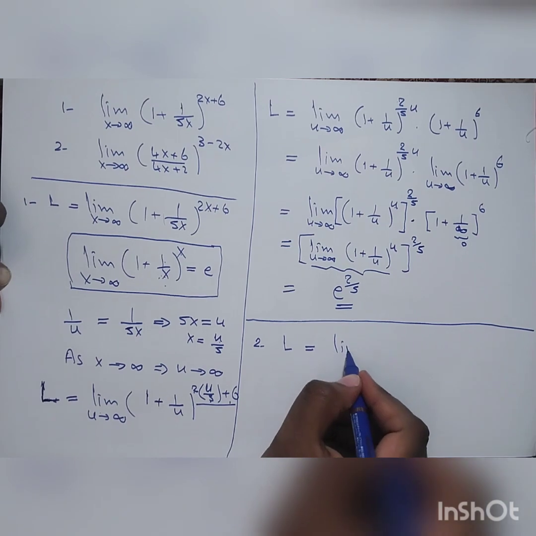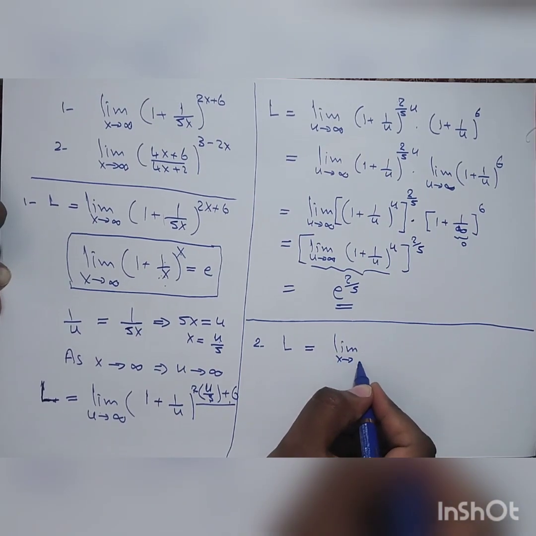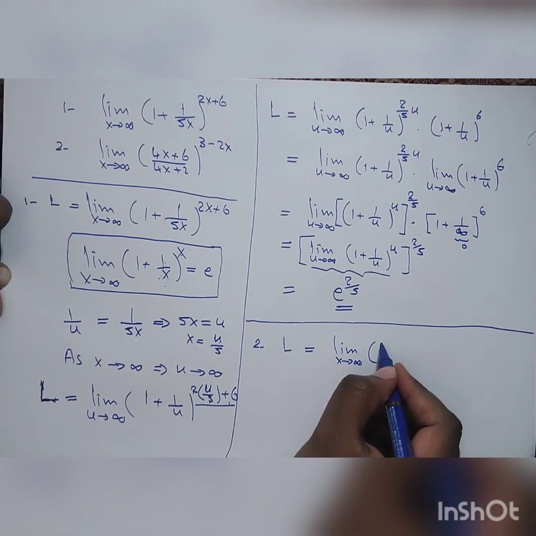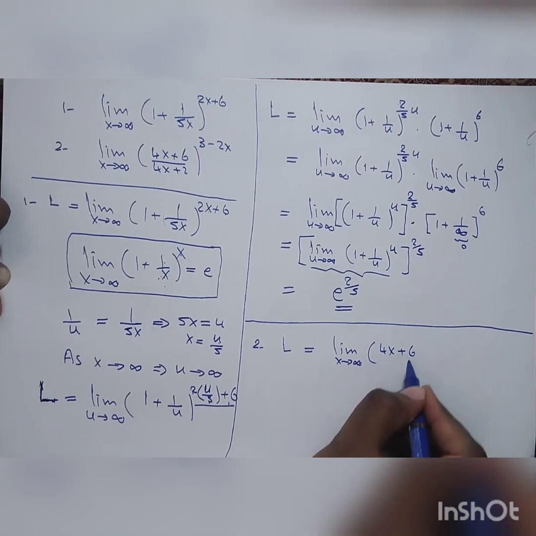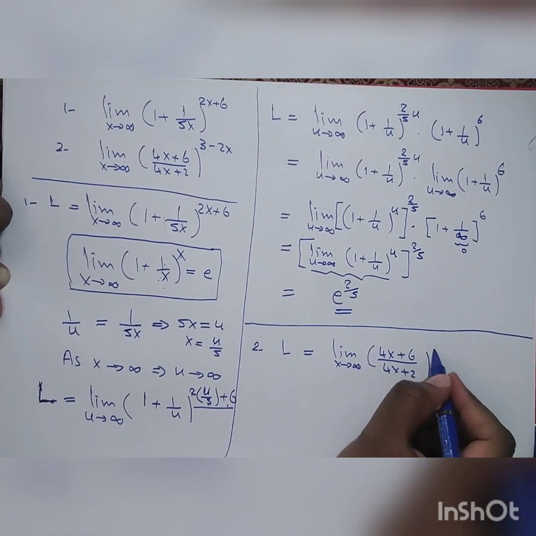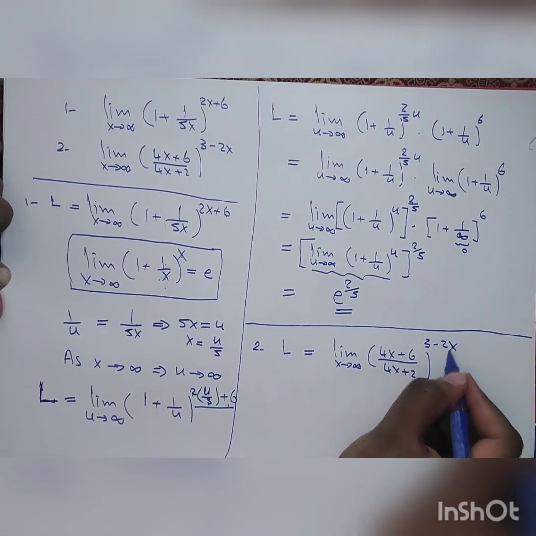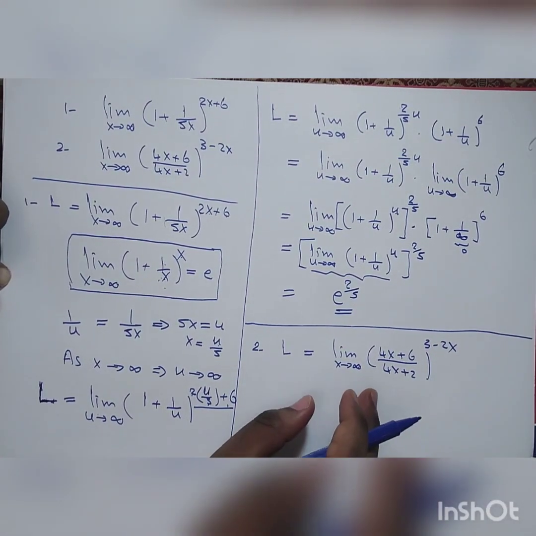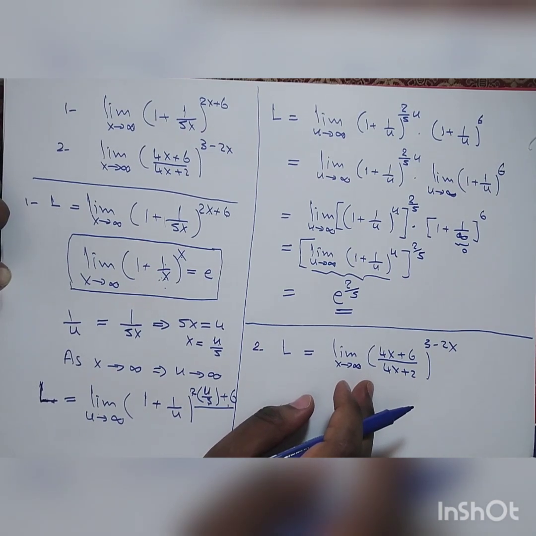Let us write it down again. So as x approaches infinity, that will be (4x plus 6) divided by (4x plus 2), all to the power 3 minus 2x. Now we would like to write this in a similar way.